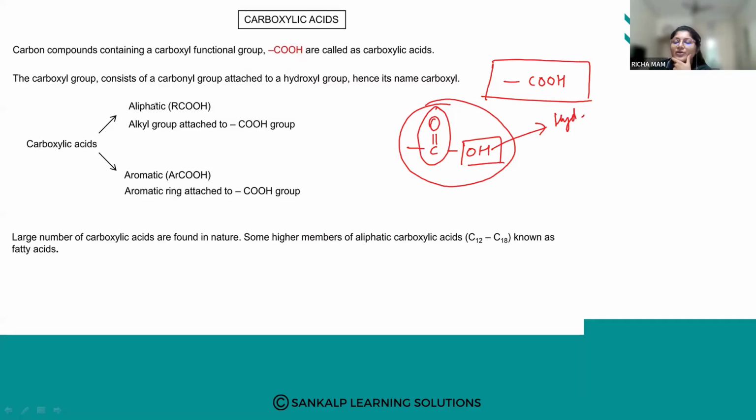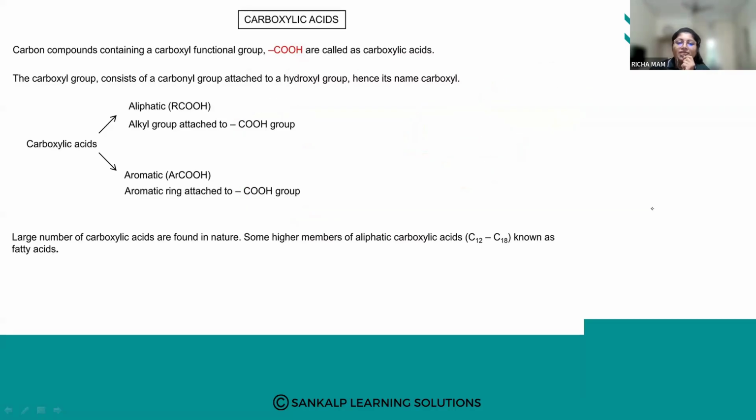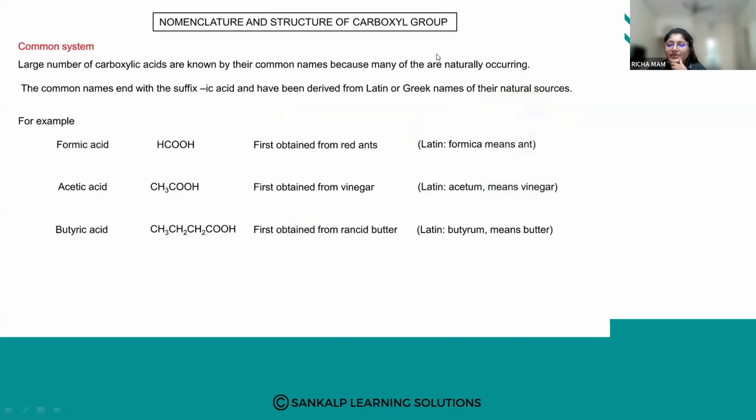Carboxylic acids are of two types, aliphatic and aromatic. Aliphatic means that to the carboxyl group, an alkyl chain or alkyl group is attached. Aromatic means the carboxyl group is attached to a ring system, that is, to a benzene, an aromatic ring. So it can be aliphatic or it can be aromatic. Then we saw the structure, and then the nomenclature.